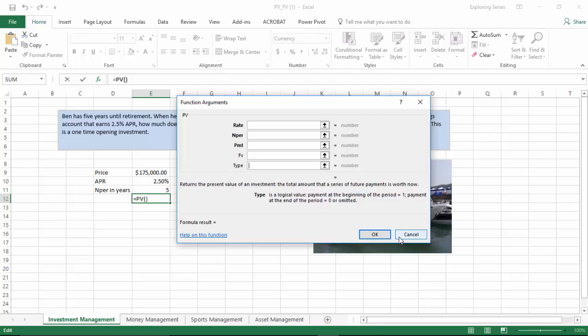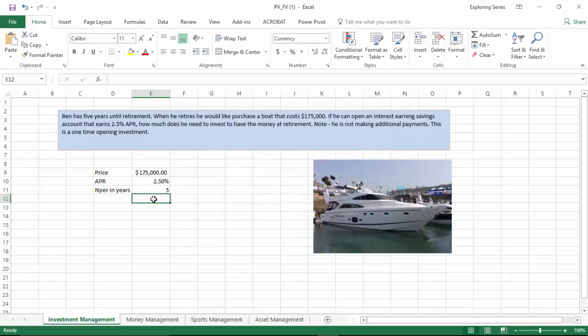So with that little background, let's just go for it. Okay. So again, what's the question? How much money do I need to invest today at a 2.5% rate of return over 5 years in order to have $175,000? A very, very real business-oriented question. Okay. So here's how we're going to do it.